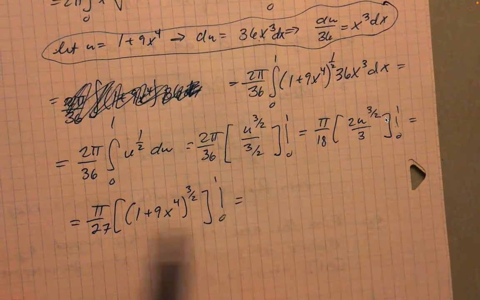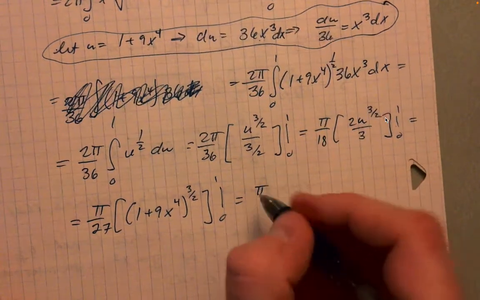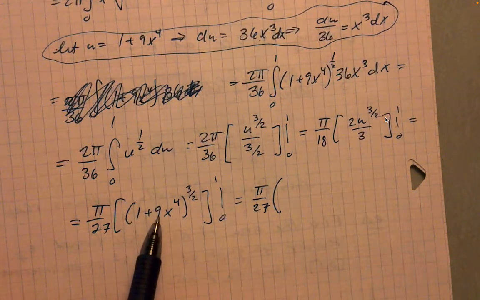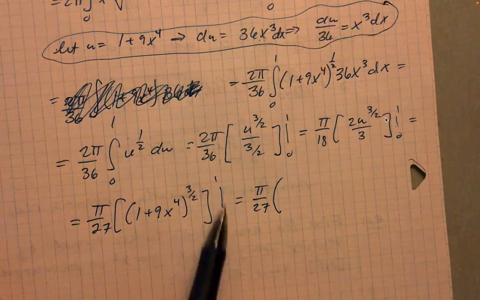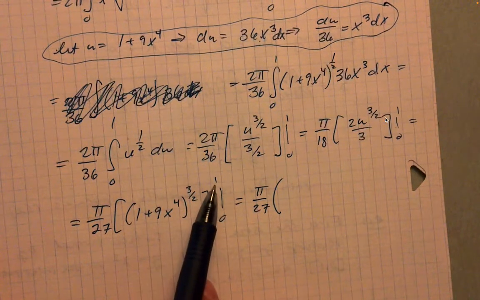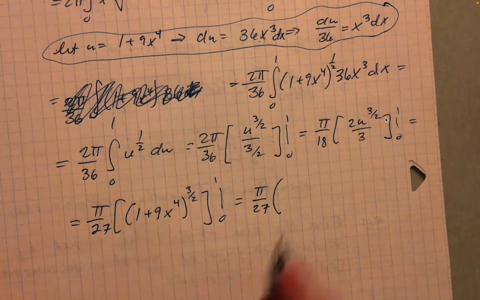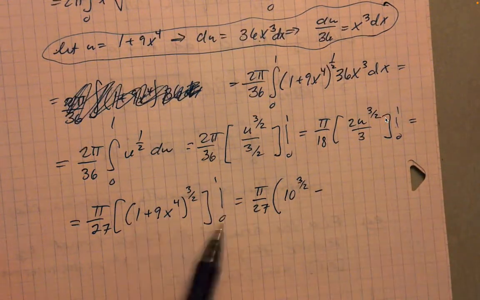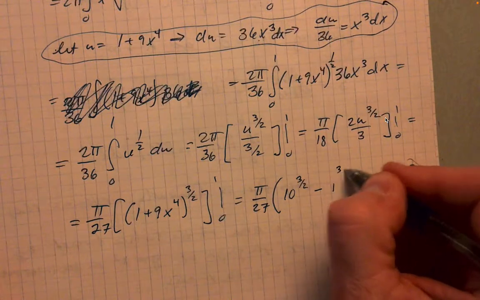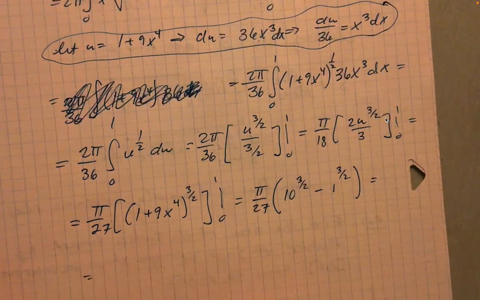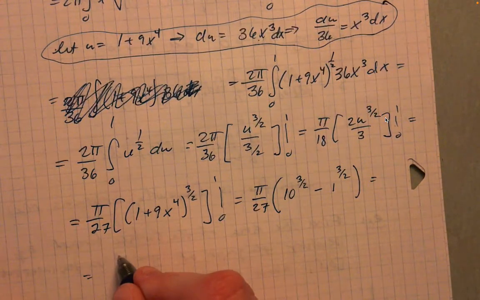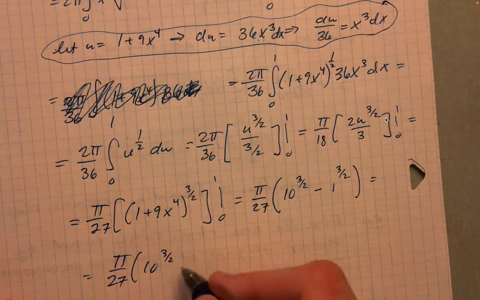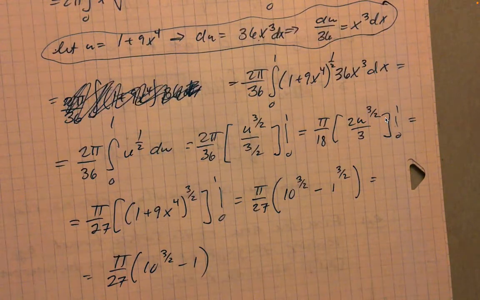We can evaluate this pretty easily, I bet. So it'll be pi over 27, and then 1 plus 9. So this is just 1 and 0, so that's why this is not going to be too bad. So we've got 1 to the 4th is 1, so 1 plus 9 is 10. So this is 10 to the 3/2, and then minus, plugging in a 0, it'll be just 1 to the 3/2. So let's see, pi over 27 times 10 to the 3/2 minus 1. That's probably about as good as it's going to get.